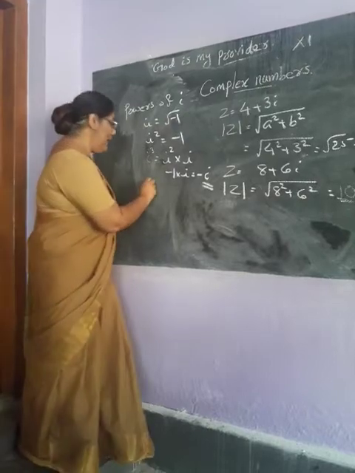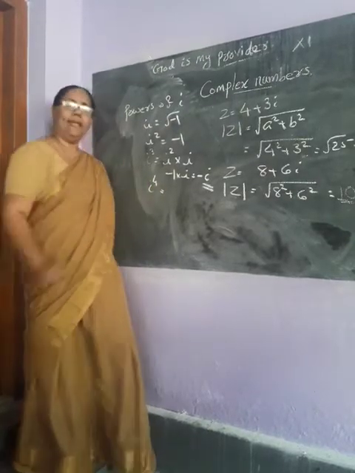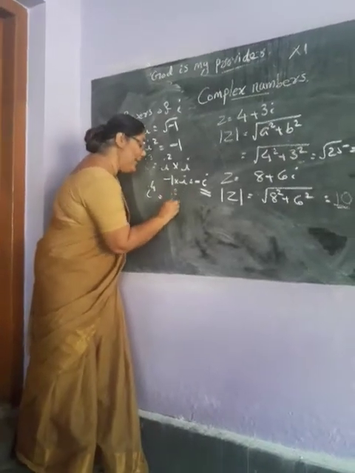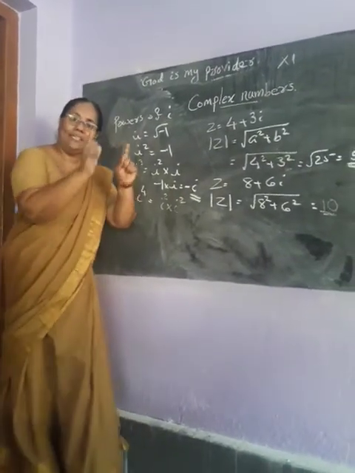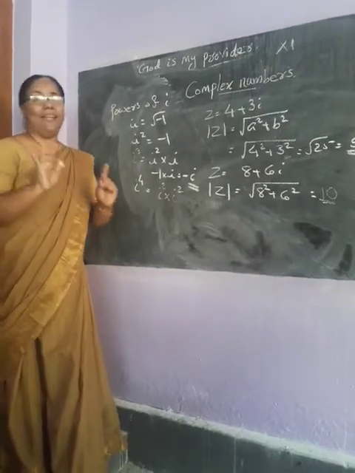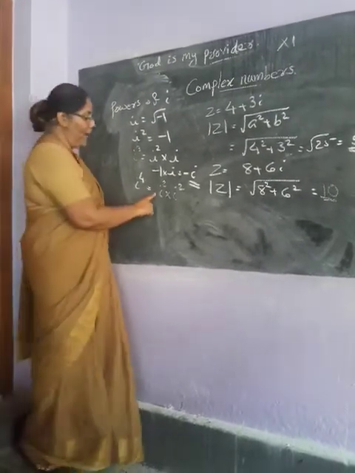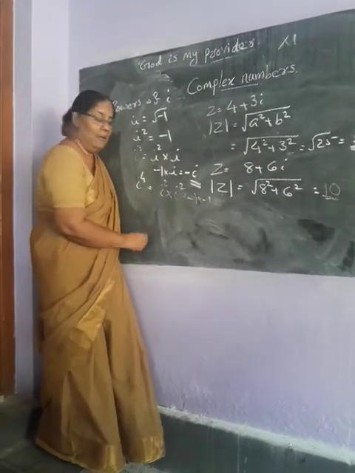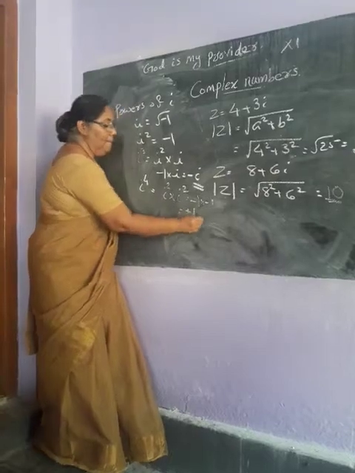Then what about i raised to 4? How can you write i raised to 4? i raised to 4 is i square into i square, or i square the whole square. Convert all in terms of i square. That is the method. Therefore, i square into i square means minus 1 into minus 1. What is the final answer? Plus 1.